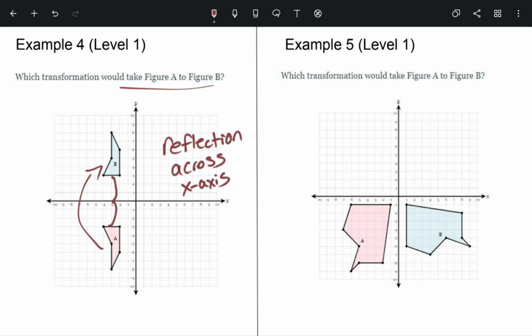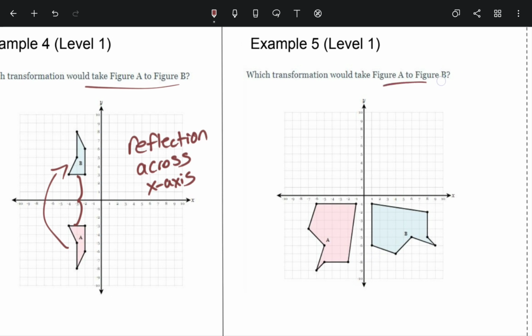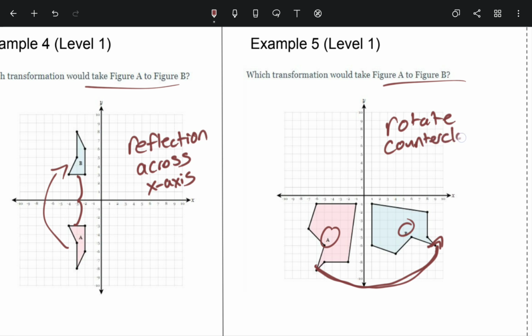And that's it. Example 5, we're going from A to B again. Well, looks like we turned the image. And since we're starting at A and ending at B, looks like we went counterclockwise. So rotate counterclockwise 90 degrees.